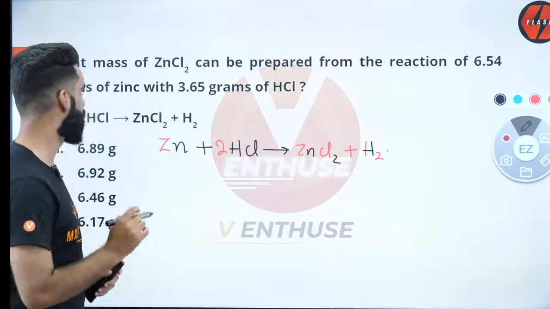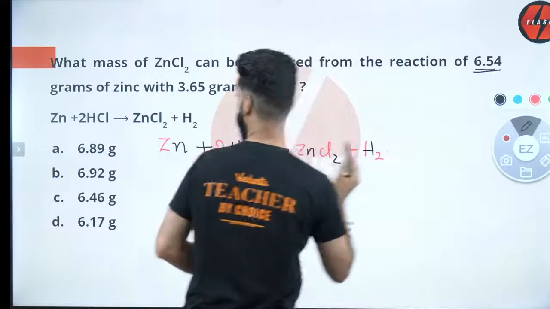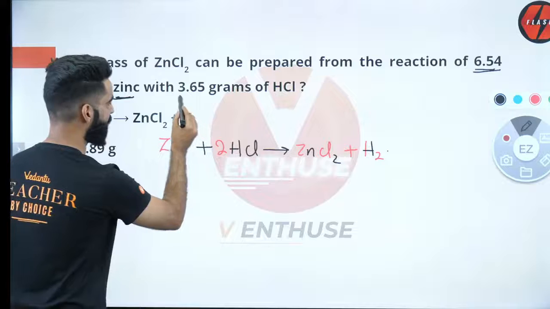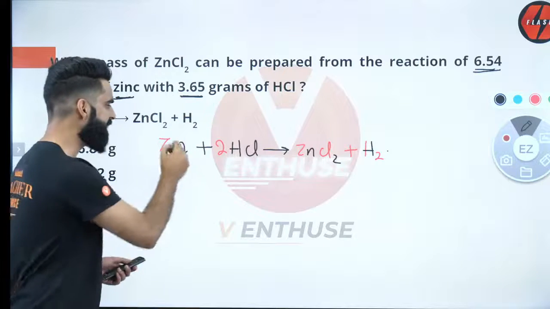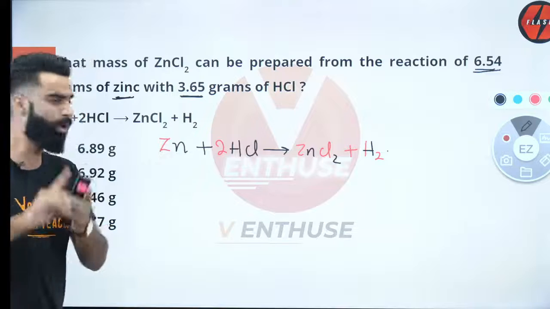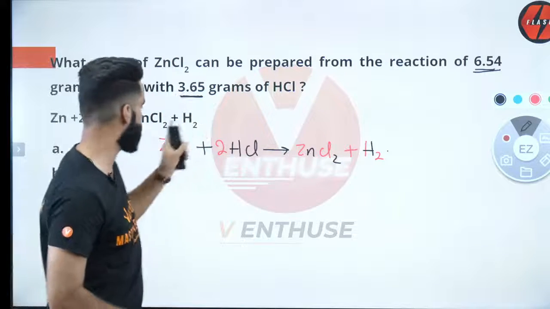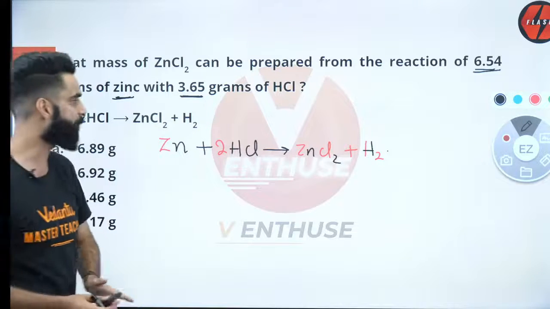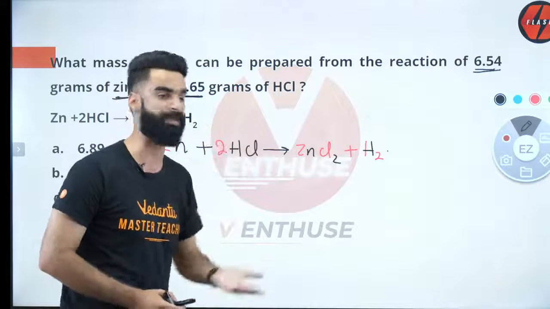What are we given? We are given the mass of zinc, which is 6.54 grams, and we are given the mass of HCl as well. What am I going to do over here is convert the given masses of zinc and HCl into their respective moles.